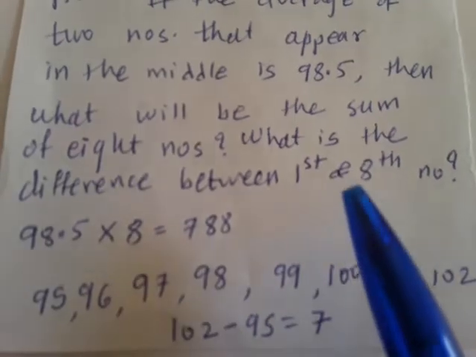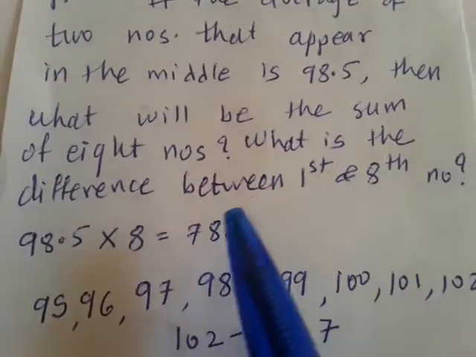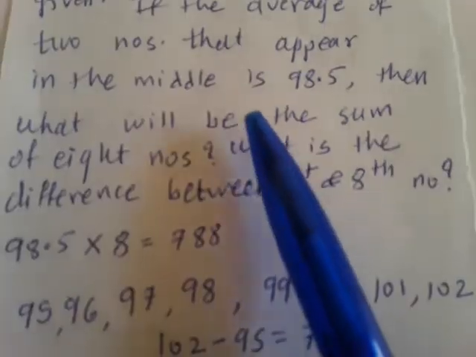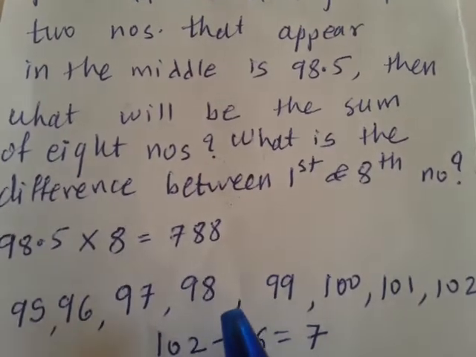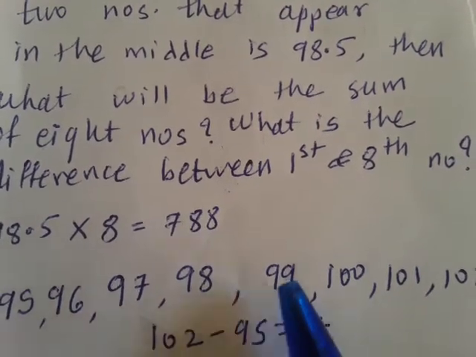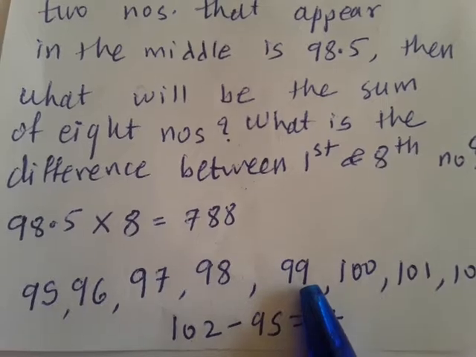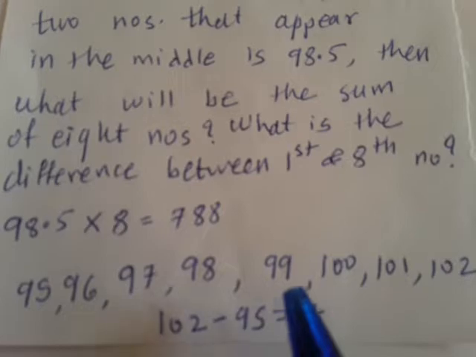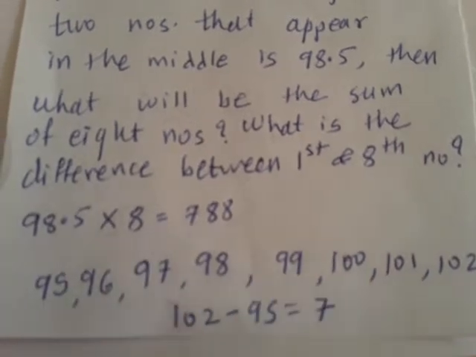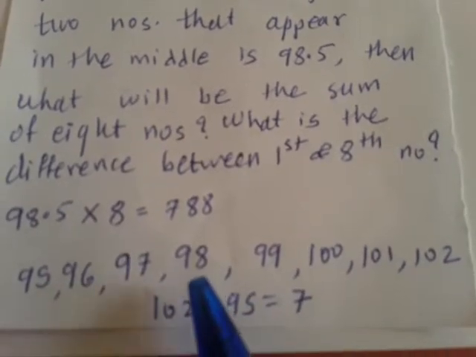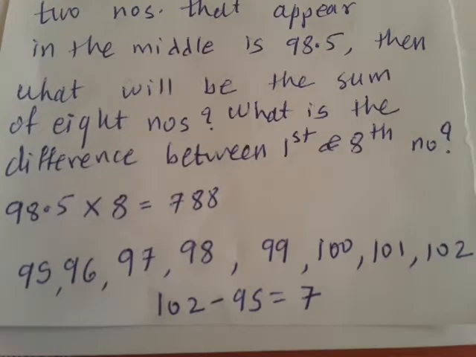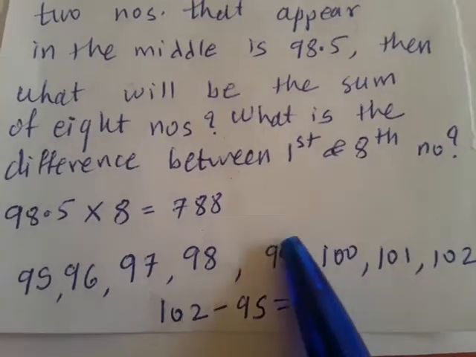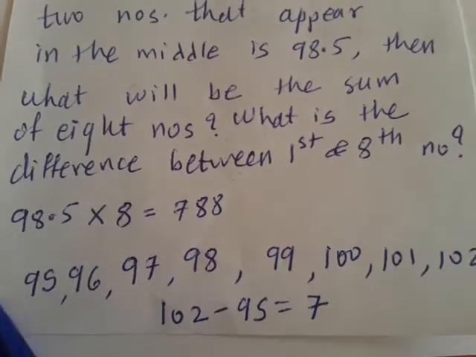Now one more thing. If the question is like this, what is the difference between the first and eighth number? Imagine this. The average of the middle two numbers is 98.5. That means these two numbers must be 98 and 99. Only then their average is going to be 98.5, correct? So the middle two numbers are 98 and 99. So what will be the other numbers? 97, 96, 95 here. 100, 101, 102 here. So these will be the total 8 numbers.